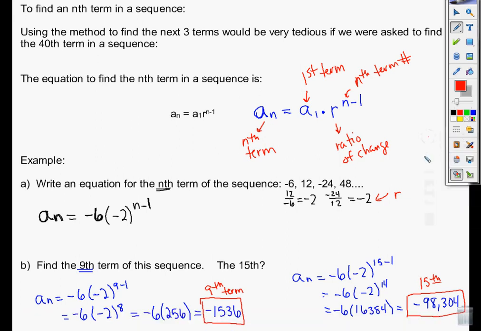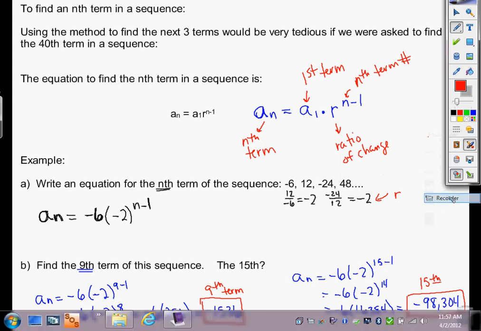Questions on this? I mean, we could check it. We could just keep multiplying by 2 and go out 15 times and make sure we were right. But this is the formula. Promise. Works.